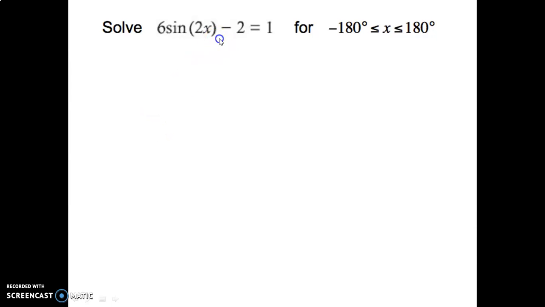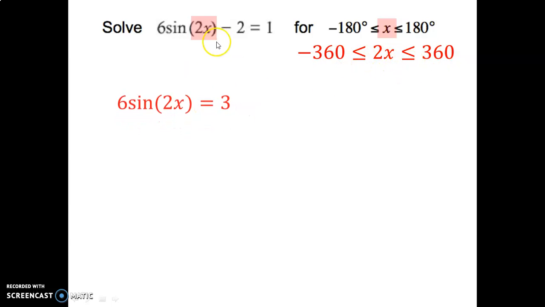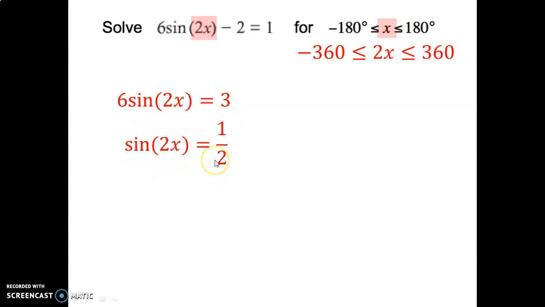So first I'm going to add 2 on both sides. And I noticed there's 2x there. Yeah, that's right. So 2x here, so I'm going to change the domain here. Multiply everything by 2. That's our possible domain now for 2x. Okay, move the 2 over to get 3. Divide by 6 to get this half now. Now we have a sine function that we recognize. We're looking for angles that produce y values of a half.